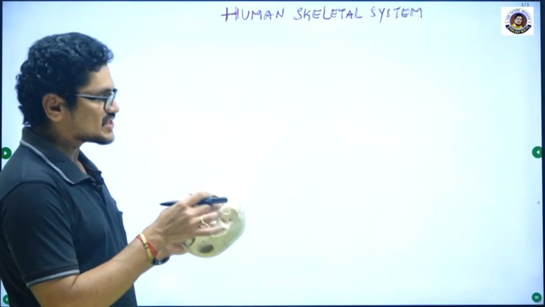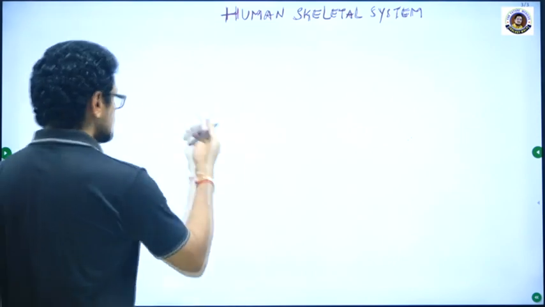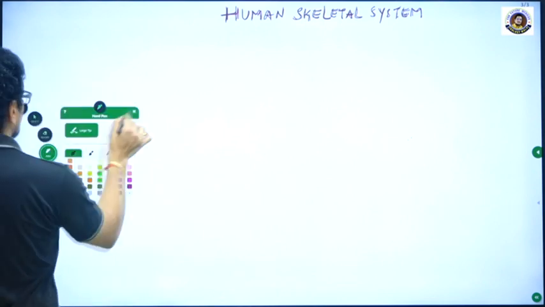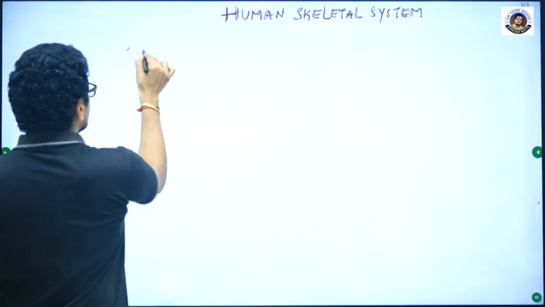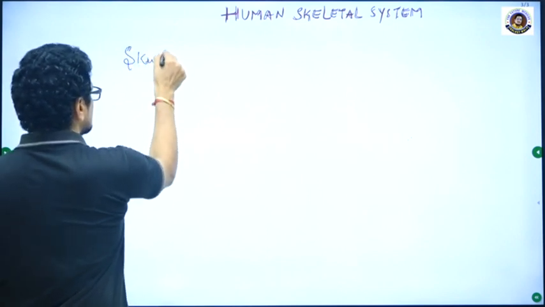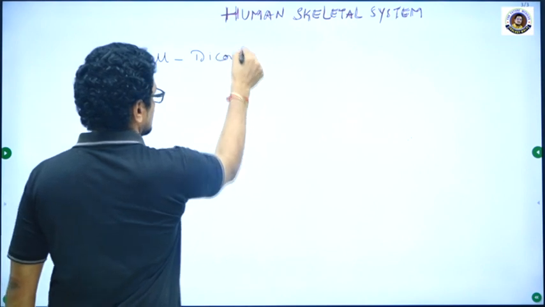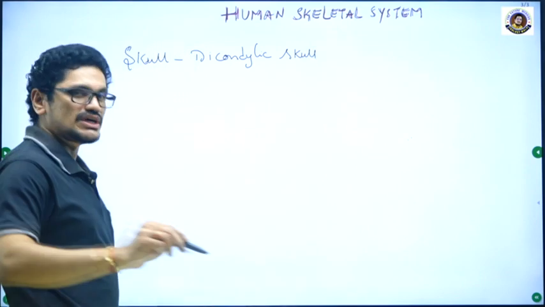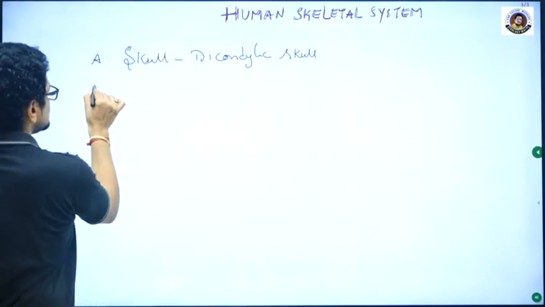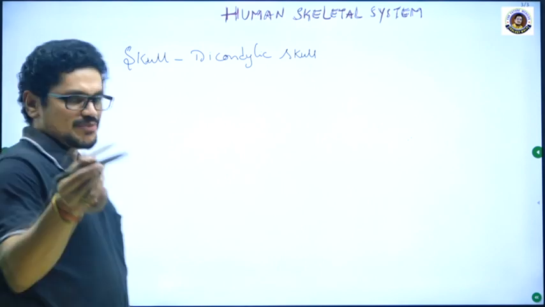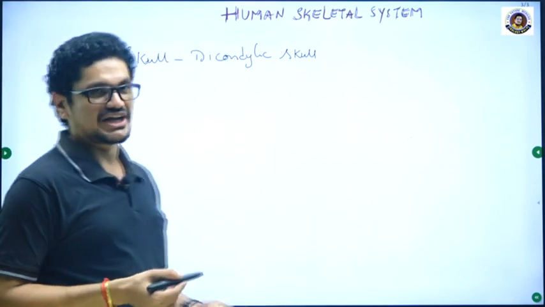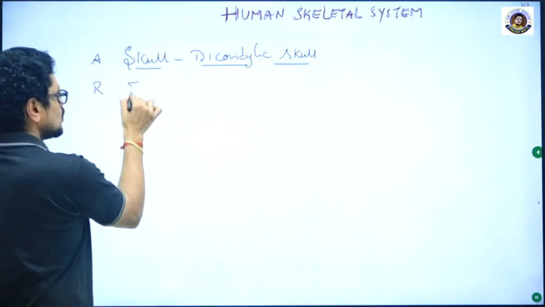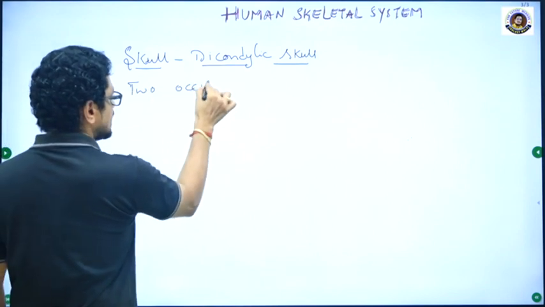First of all, the skull in case of human beings is called dicondylic skull. Why it is called dicondylic skull? Imagine this is an assertion and reason. Why? Because there is a possibility of having assertion reason question also in the NEET. So, the skull is called dicondylic skull. Reason, two occipital condyles are present.